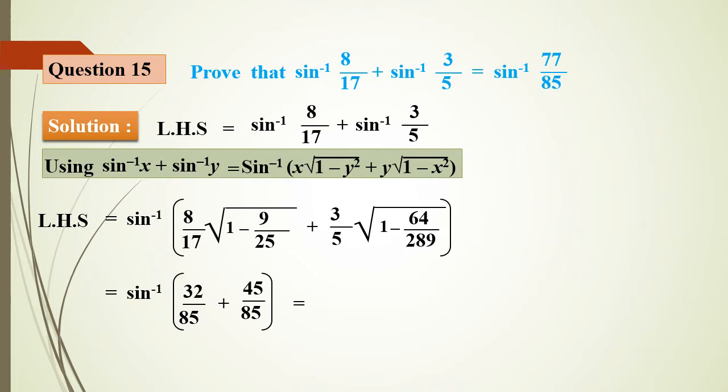Then sine inverse of 32 divided by 85 plus 45 divided by 85. 85 is common in both denominators, so you write it once. So sine inverse of, after writing 85 only one time in the denominator, then 32 plus 45 is 77. So you have got the right hand side result after applying the property, that is sine inverse x plus sine inverse y equals sine inverse of x root 1 minus y square plus y root 1 minus x square. After simplifying, the right hand side result that was required, you have now got: sine inverse of 77 divided by 85.